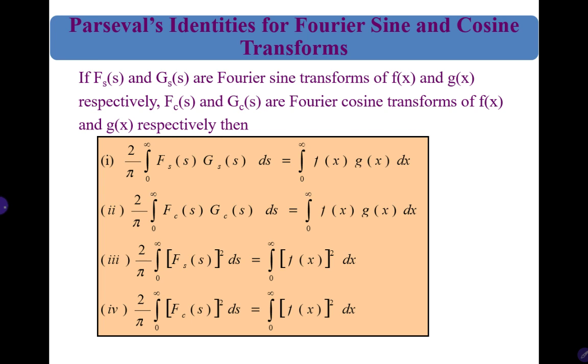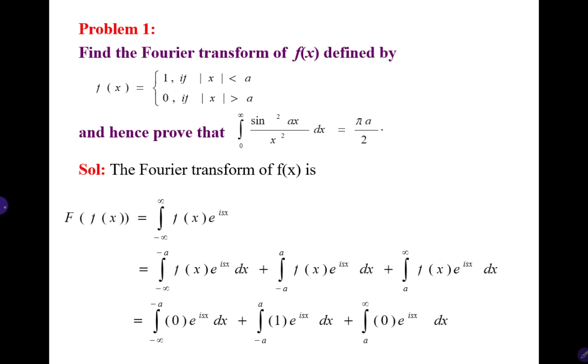Now let us solve some problems on Fourier transforms. First problem is: find the Fourier transform of f(x) defined by f(x) equal to 1 if |x| < a and 0 if |x| > a. And hence prove that the integral from 0 to infinity of sin²(ax)/x² dx is equal to πa/2. In this problem we have two parts. First one is to find the Fourier transform of f(x).